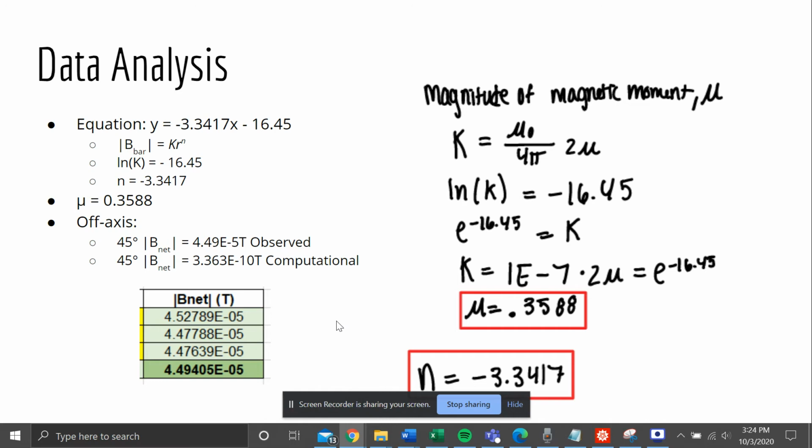0.3588. Then for my off-axis calculations, I observed that the B net for the 45-degree angle was approximately 4.5 times 10 to the negative 5 teslas, and this value was an average of 3 trials. When derived computationally, I got a value of 3.63 times 10 to the negative 10 teslas. This is because my n value is greater than 3, which is the actual value of n, and these differences are most likely due to the presence of items that interacted with the magnetic field, like metal tables or chairs.